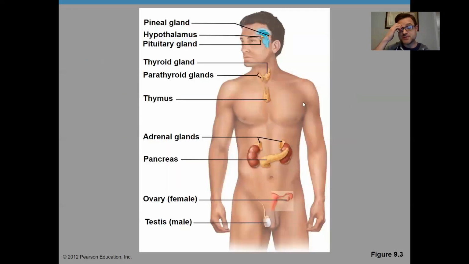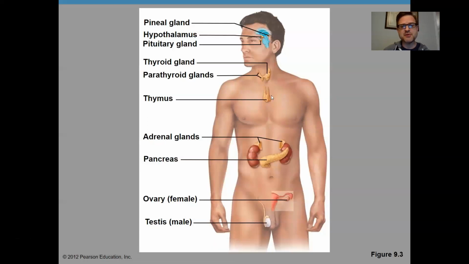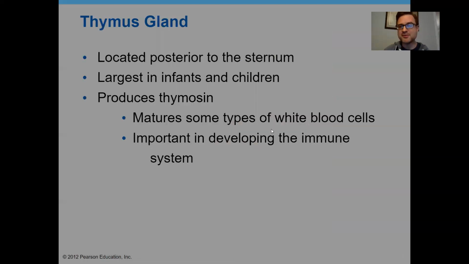Okay, so this diagram just shows a review of all the organs that we've gone through, all the endocrine organs. They're just kind of scattered throughout. Actually, we haven't done thymus yet. Are we going to do thymus? Yeah, we're doing thymus right now.